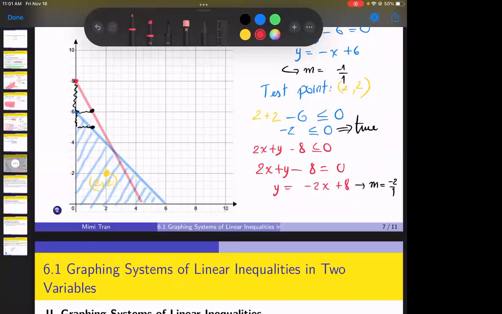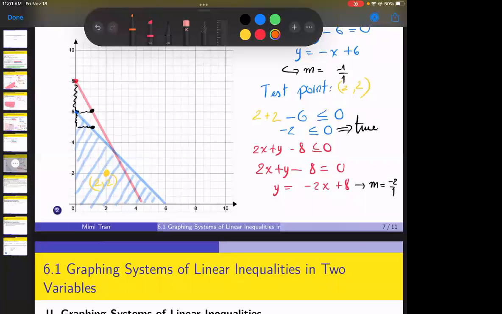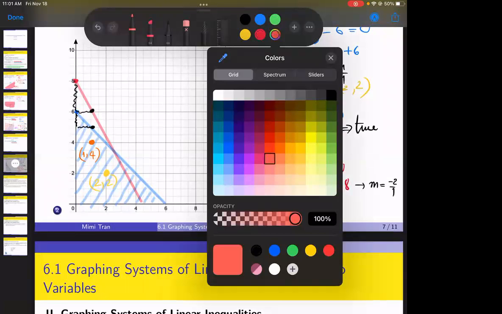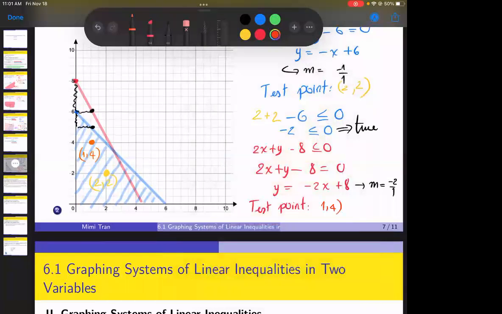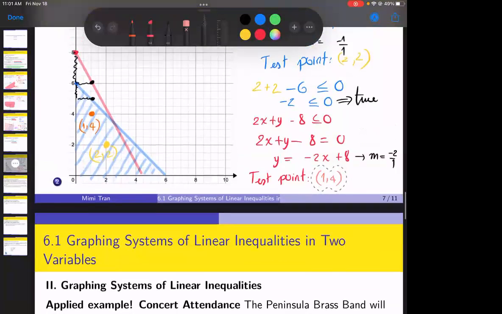You can pick something else. You don't want to pick 2, 2. Say I'll pick, I ran out of color here, I'll pick 1, 4. How's that? It's kind of close to the red. Sorry. Yeah, make it in like salmon color. There you go. 1, 4.